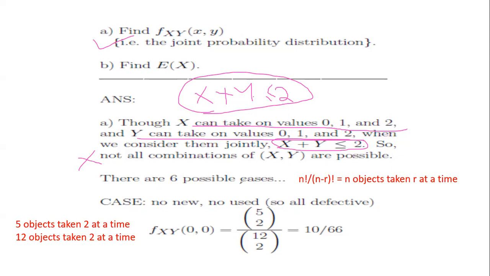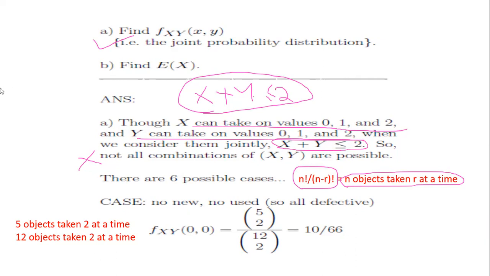Now, in order to determine this, you must be knowing about permutation. Permutation helps me select in such a scenario when I have n objects taken r at a time. So I have a total of 12 objects and I'm selecting 2 at a time. For this kind of scenario, I use the concept of permutation. Permutation is n factorial over n minus r factorial. So n factorial is n into n minus 1 into n minus 2 into n minus 3, up to 1, that's it.